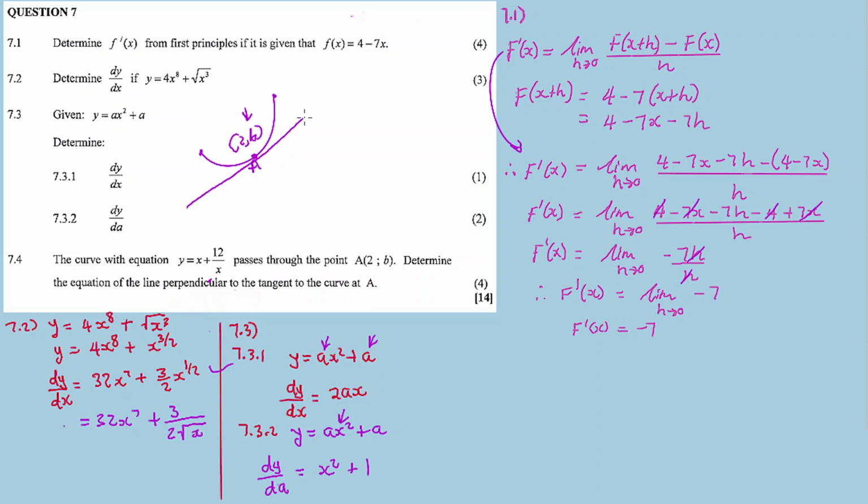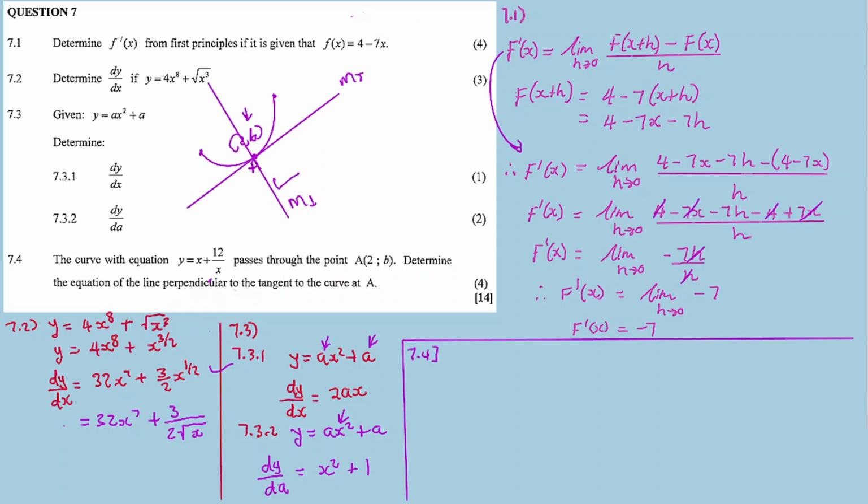This is the tangent, right? This is the line of the tangent. And then the perpendicular one is here. This is the perpendicular line, right? So we want the equation for this perpendicular line. Okay, 7.4.